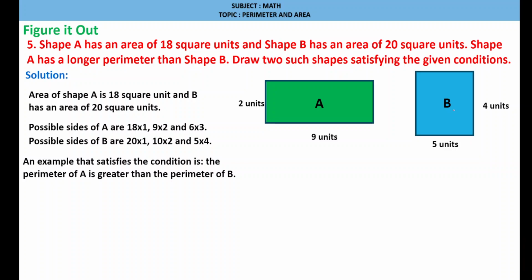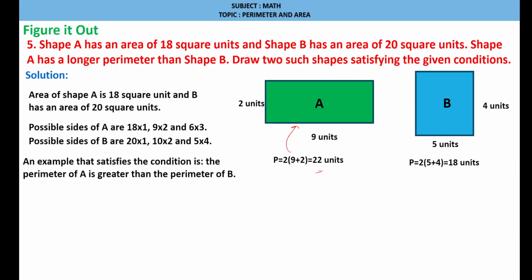Thus, here is an example that satisfies the condition that the perimeter of A is greater than the perimeter of B. The perimeter of A is 2 into (L plus B). So, the length is 9 units and the width is 2. So, 9 plus 2 is 11, and 11 into 2 is 22 units. So, the perimeter of shape A is 22 units.